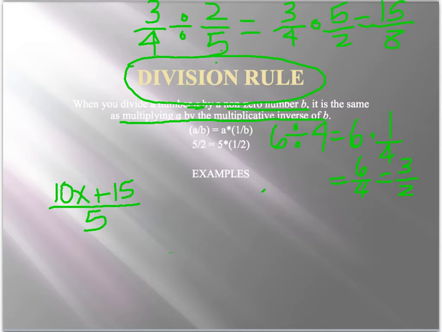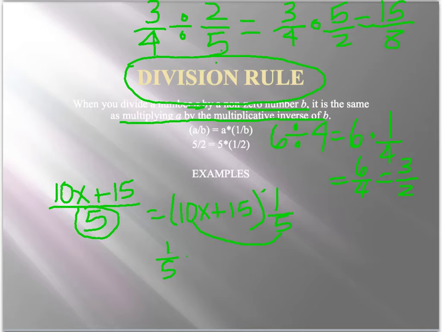divided by 5? Well, the way I would set that up is I would multiply 10x plus 15 by the multiplicative inverse of 5. And the multiplicative inverse of 5 is 1/5. And now I can use that super duper distributive property. So I do 10x times 1/5. Well, what is 1/5 of 10x?